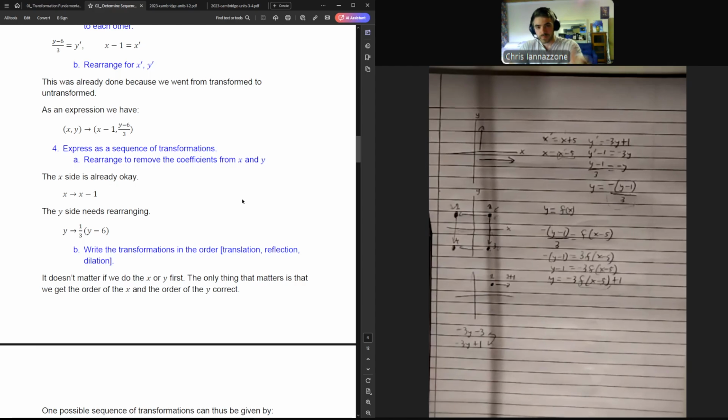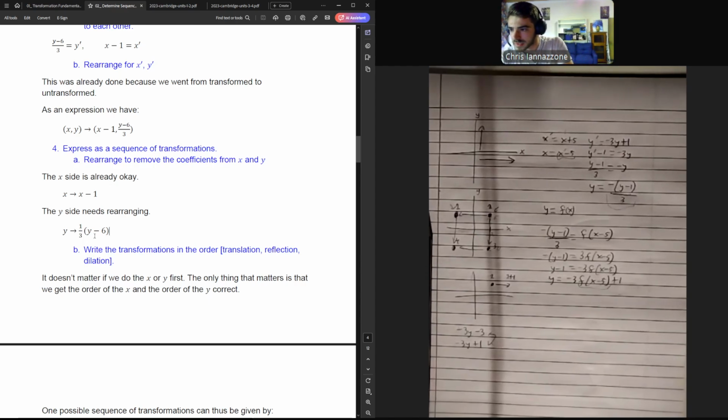You could do dilations, reflections, translations in that order, or you can flip the order, which is what I kind of recommend, and do it using this sequence, which is we start by rearranging to get rid of the coefficients off of the x and the y. X is already fine, there is no coefficient there, but y has this division of 3 applied to the entire thing, and so we're just going to bring that out the front. That doesn't technically do anything, but it does make it a bit easier to see what's happened.